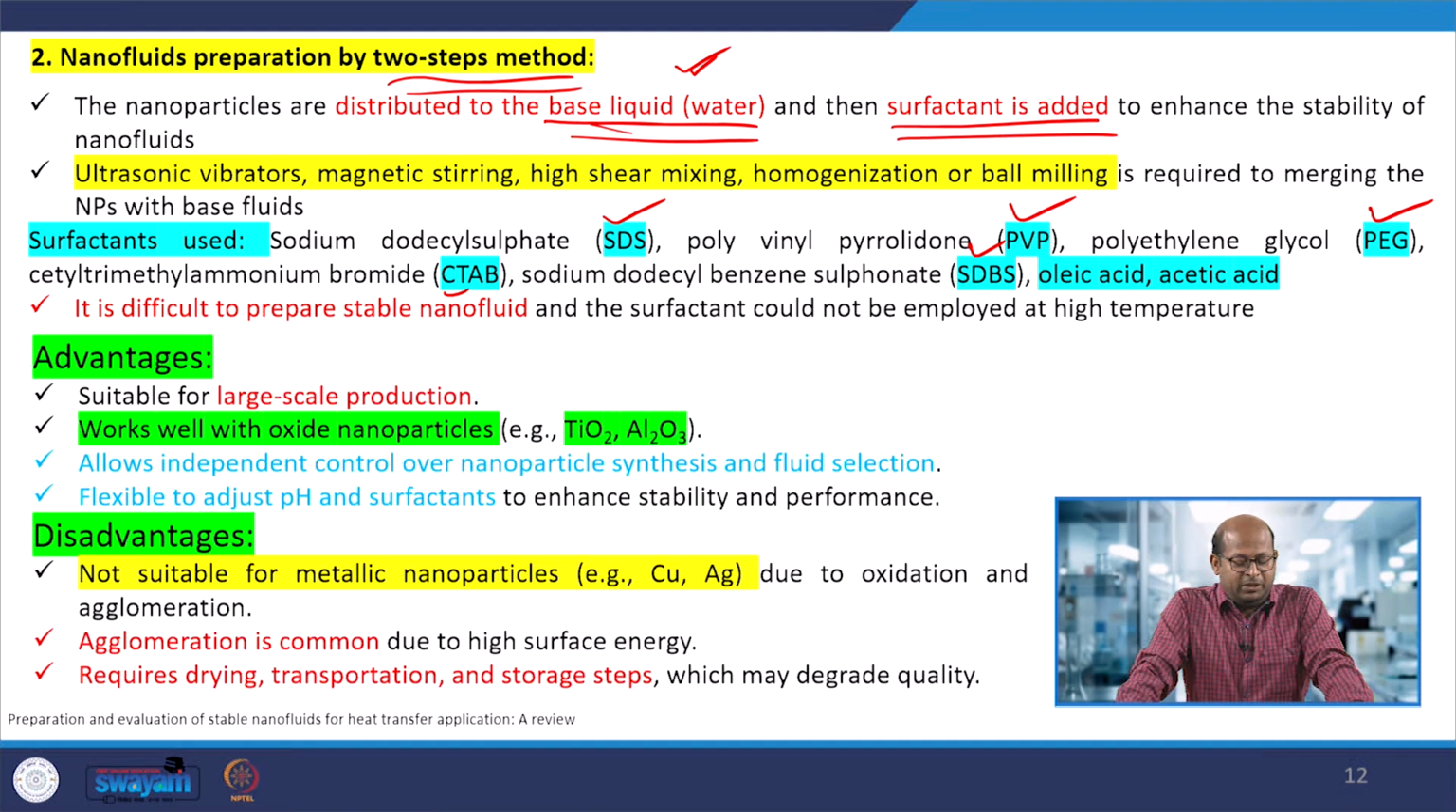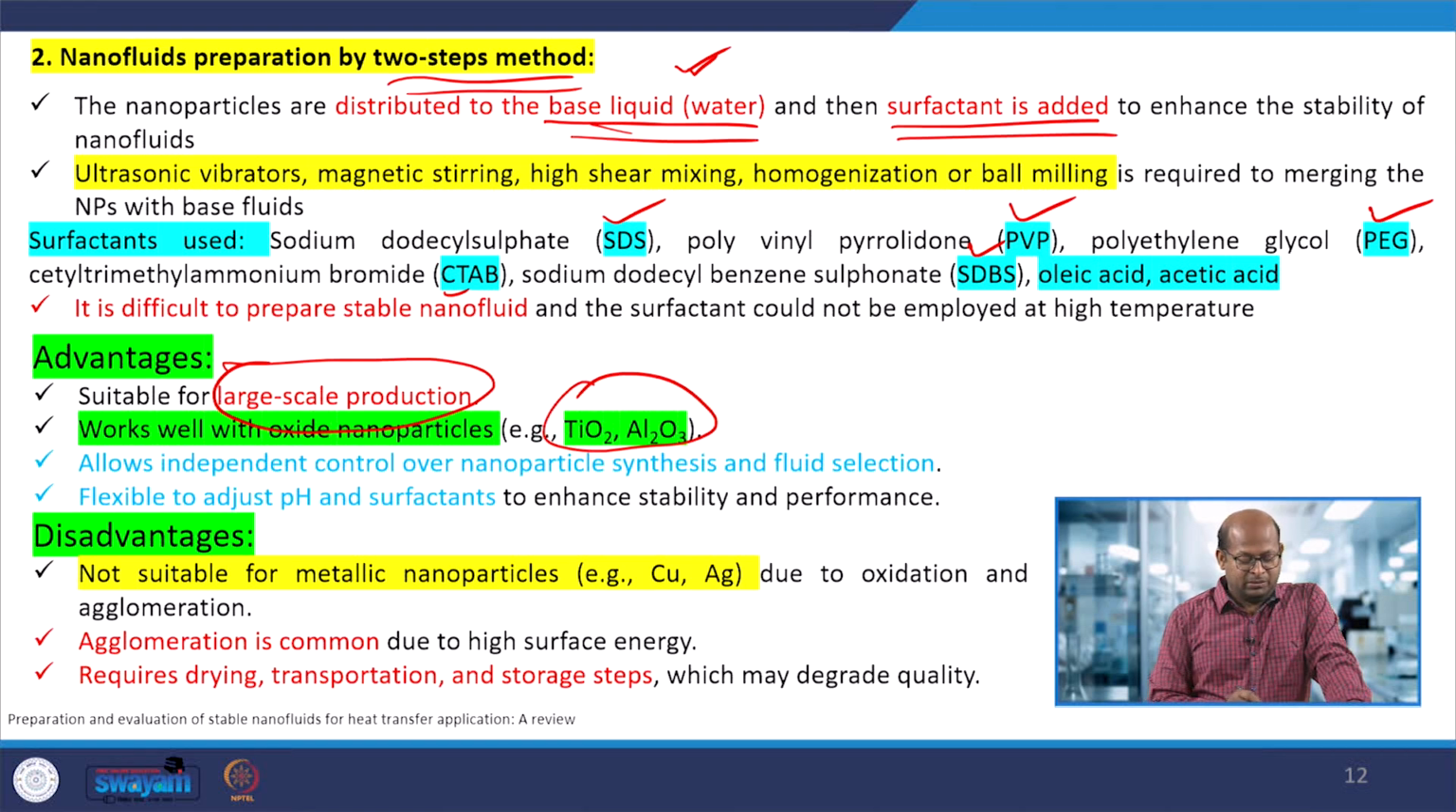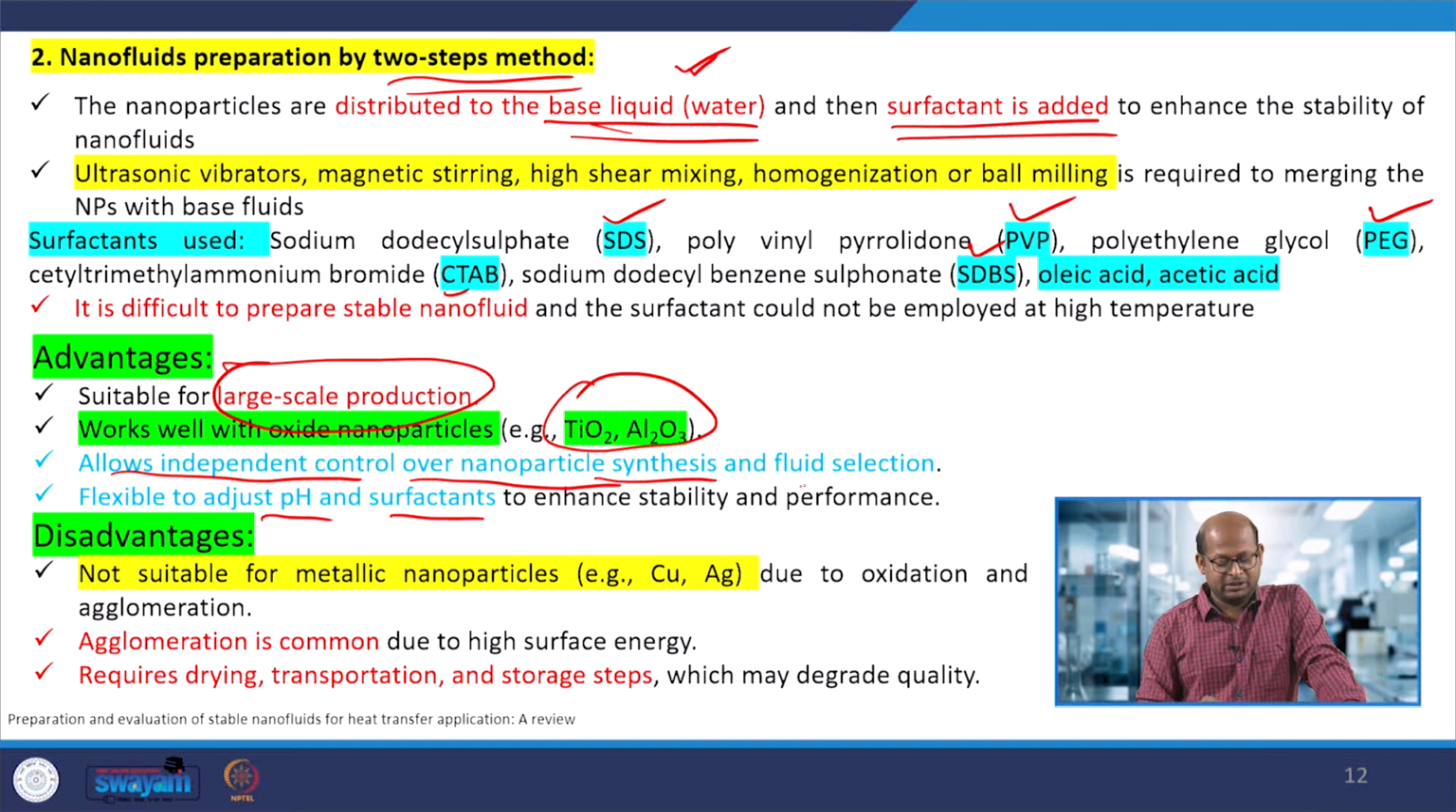upon the preparation. In this method, large-scale production is suitable for nanofluids, and it works for different types of metal oxides if you use them as the nanomaterial. So, we can easily prepare them using the two-step method, and easily adjust pH and surfactant concentrations. It also allows independent control over nanoparticle synthesis and fluid selection, so we can independently select the nanoparticles as well as the fluid for the particular nanofluid preparation.